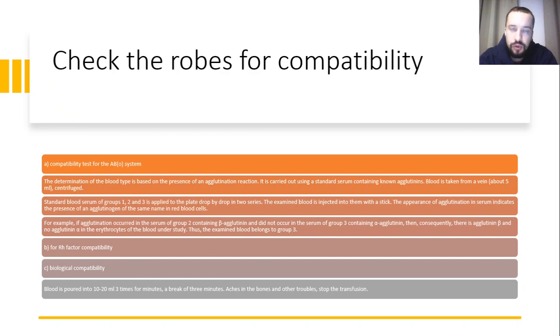This video you can look at in the link below. For rhesus factor compatibility, biological compatibility: blood is poured in 10-20 ml at a time, with a break of 3 minutes. Aches in the bones and other troubles: stop the transfusion.